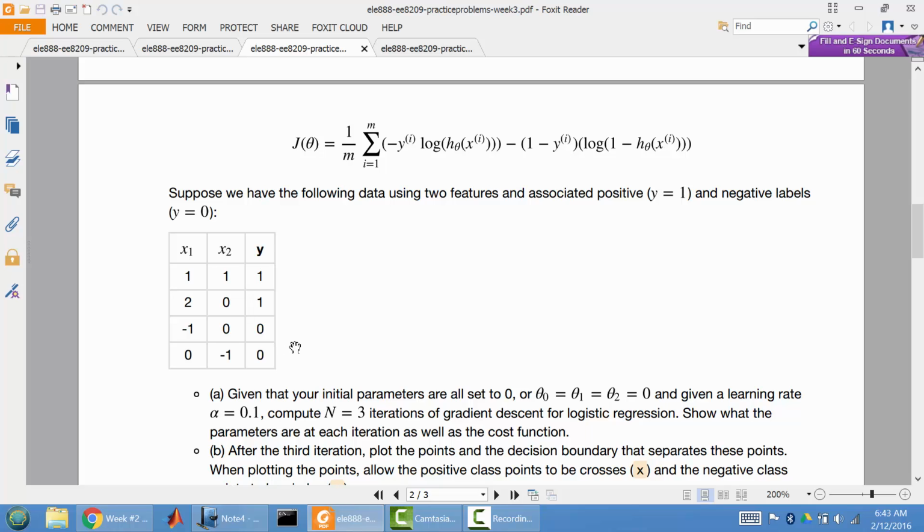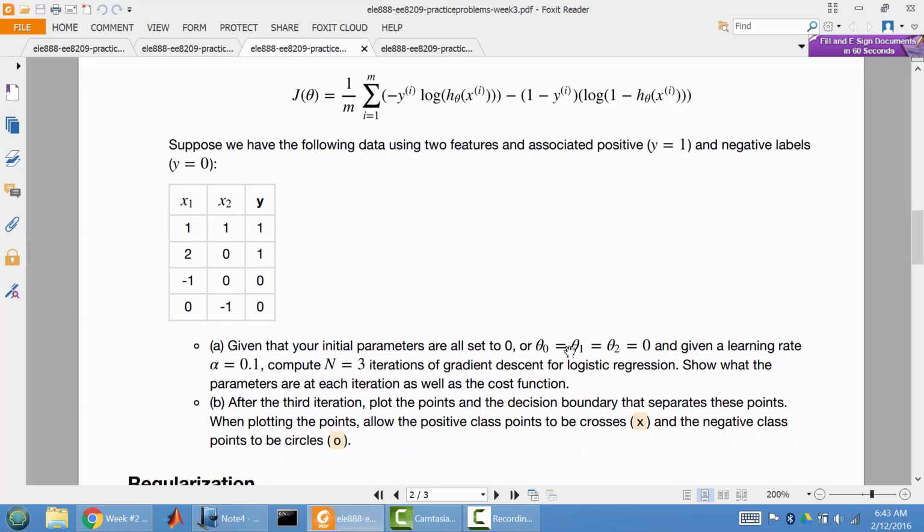So now we have our initial set of parameters all set equal to 0. And given that our learning rate is 0.1, we're going to compute n equals 3 iterations of logistic regression. And we're going to show what the parameters at each iteration look like, as well as the cost function. And then finally, we're going to plot the decision boundary that is defined by the parameters. We're going to make sure that the positive points are crosses and the negative points are circles. And we're going to see how well this decision boundary delineates between the two of them.